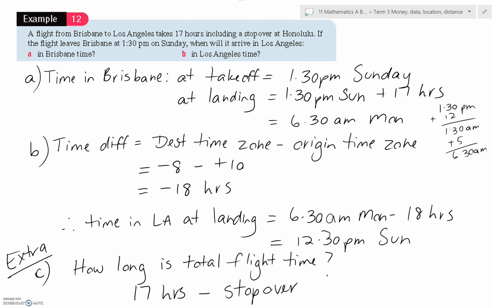Now part B says, when will it arrive in Los Angeles time? Now, we haven't been told that. The first thing we need to do is work out the time difference. So again, that exact same formula that we used before is what we're going to use. So we need the destination time zone, which is Los Angeles time. We already know the origin time zone. That was +10 because that was Brisbane.